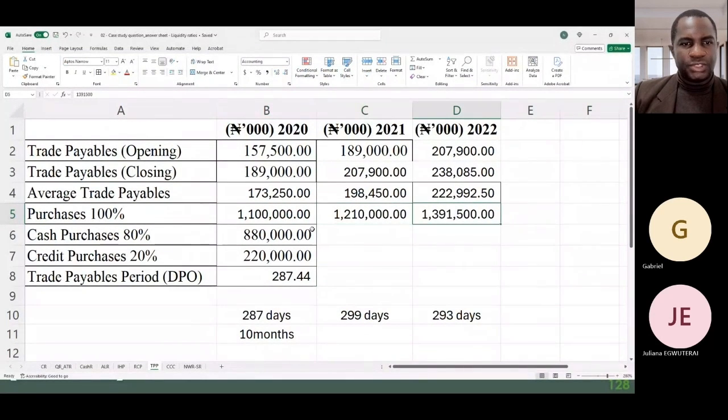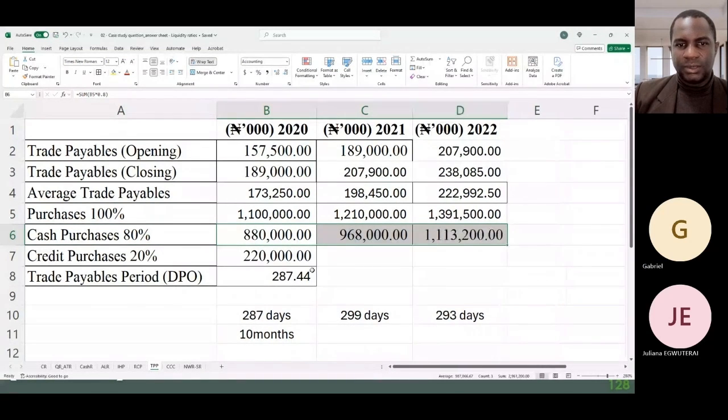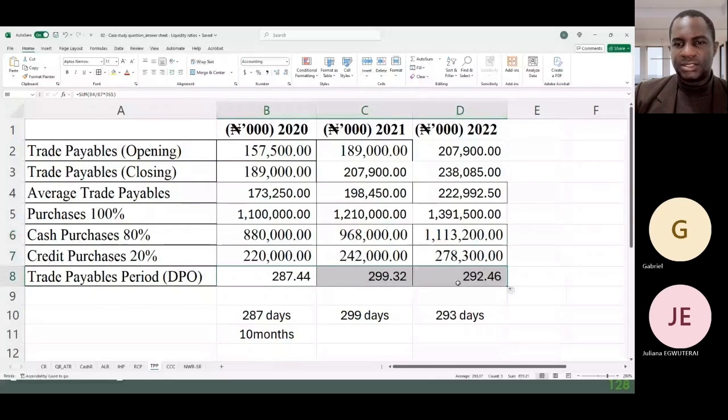Okay, so I have purchases. Since I have the formula, let me drag 80% here. Let me drag my 20% also here, so I have it. So I'll just drag. This is the beauty of Excel. Exactly. Julie is very, very correct.